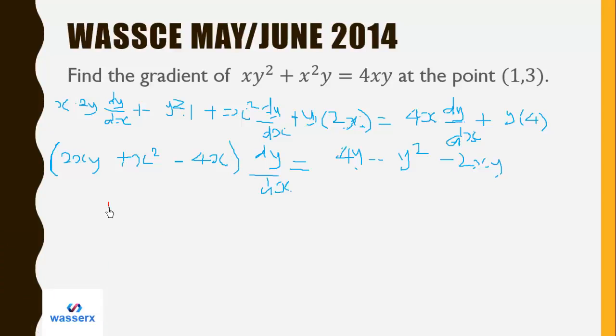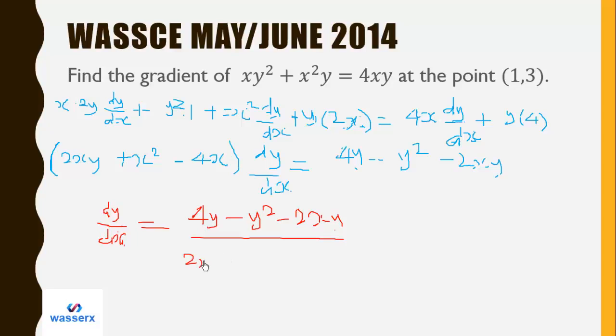So you can make dy/dx the subject to obtain dy/dx equals 4y minus y squared minus 2xy, all over 2xy plus x squared, then minus 4x.